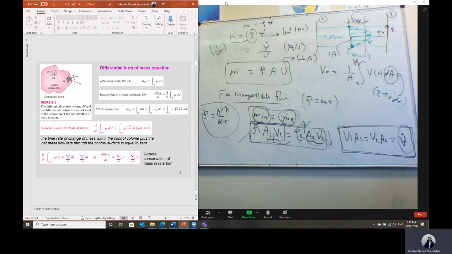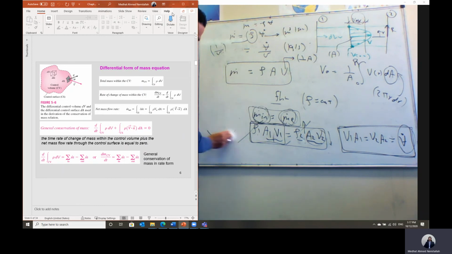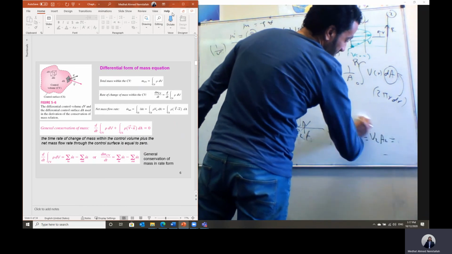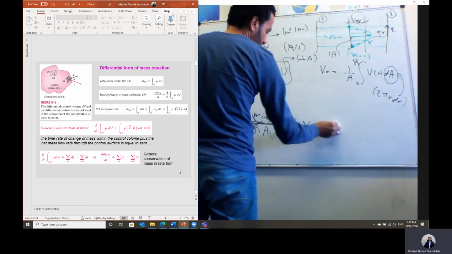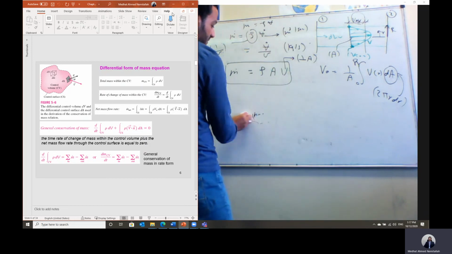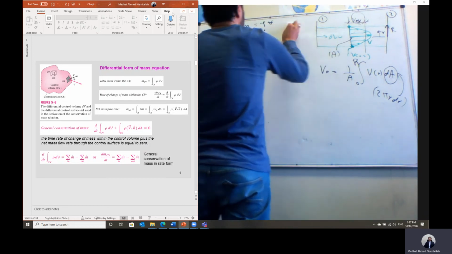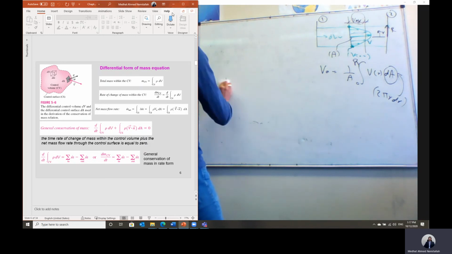This is the conservation of mass. This equation that we have developed for mass, we actually call the integral form of the mass equation, which is mass in minus mass out, or mass flow rate in minus mass flow rate out, is equal to the rate of change of mass within the control volume. This form of mass equation is the integral form of the mass equation.